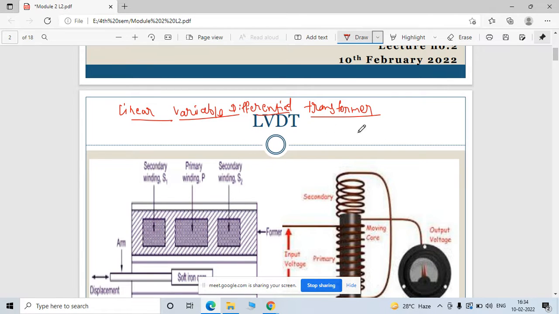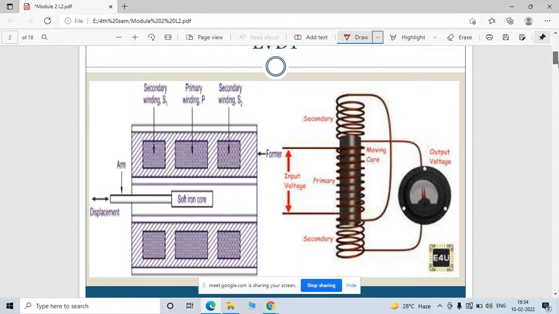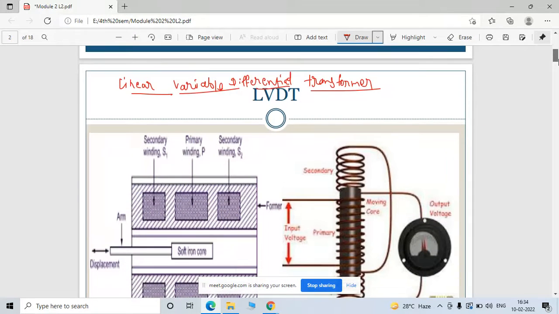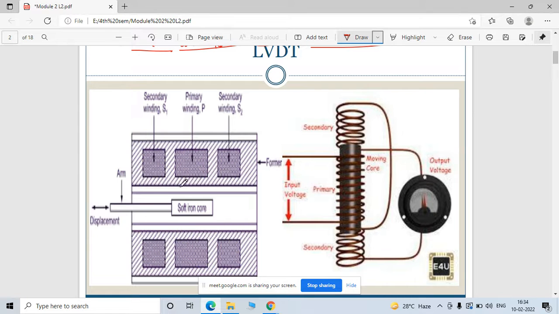Why are you calling this a transformer? Because there are two windings, primary and secondary winding, situated such that it is like a transformer, right? One core is given here, and these windings are wound on this core. So, for example, this structure is similar. This is your primary winding, and the secondary windings are partly wound on the upper side and the lower side of this primary winding. And the output is taken from this position, in terms of your electrical output.